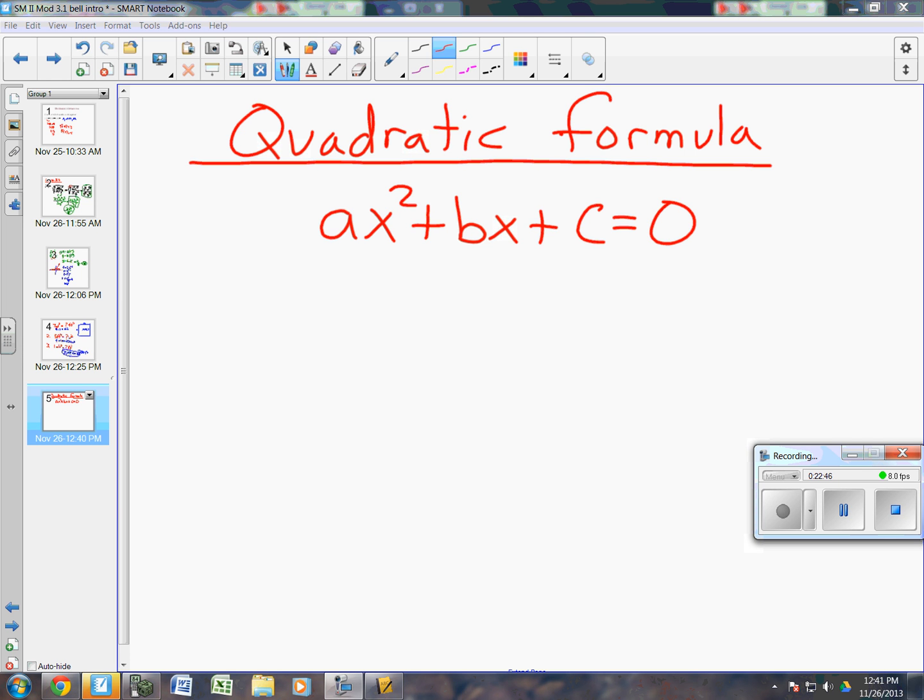We're going to complete the square on this. We're going to put it kind of in vertex form. Okay, we're going to get x all by itself. In order to do that, the first thing we're going to do is subtract c from both sides. And on the left side, we are going to leave a space to complete the square. So we're going to subtract c from both sides.